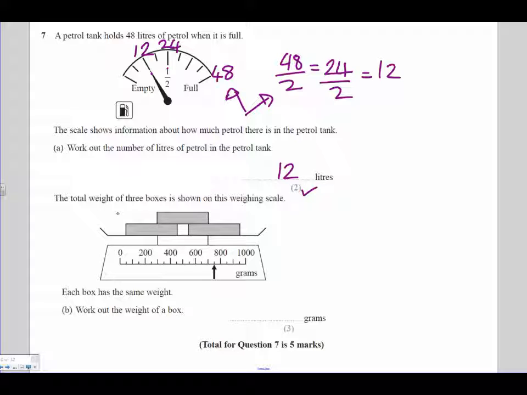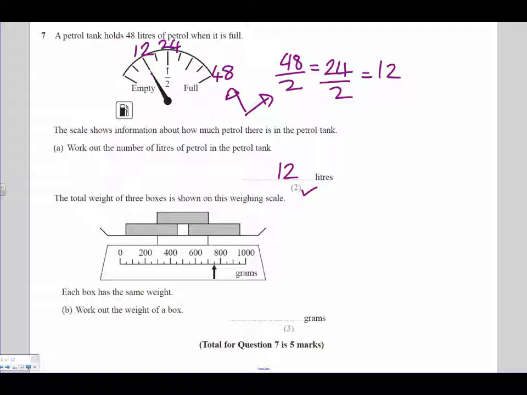The second part, the total weight of 3 boxes is shown on this weight scale. Each box has the same weight. Work out the weight of the box. So this is a question on scales and doing a bit of division.